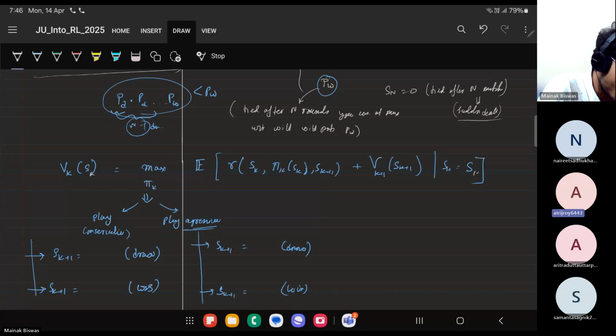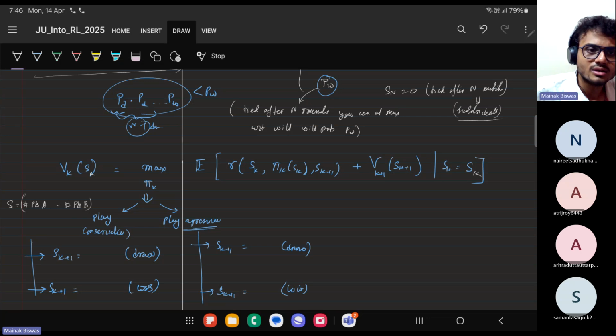S plus half. Half. What is S? S is points of opponent A minus points of opponent B, right? That is clear. So if there is a draw, what will happen? A will get the same only. B plus half, A plus half. So it's going to be still S or SK.